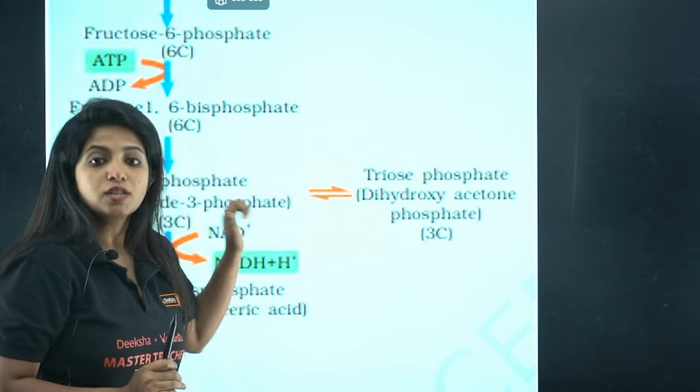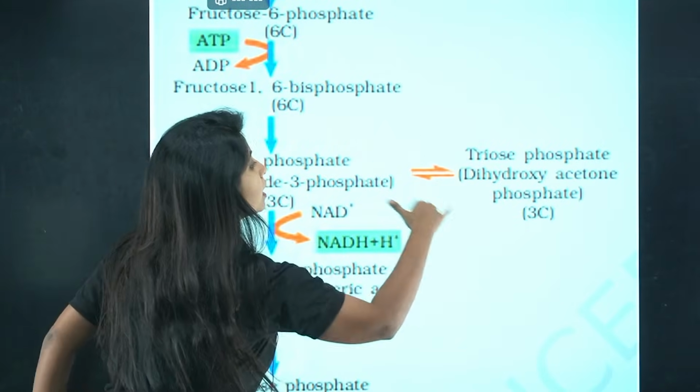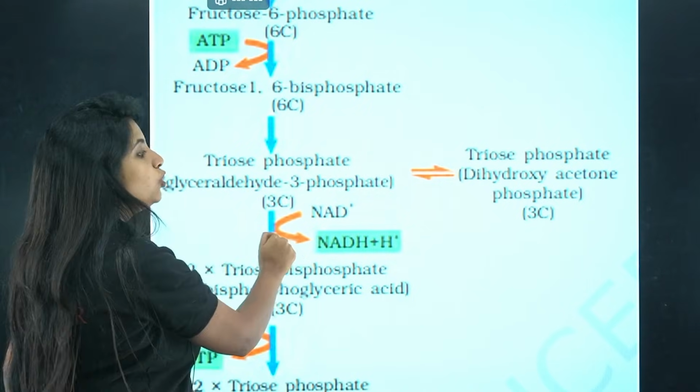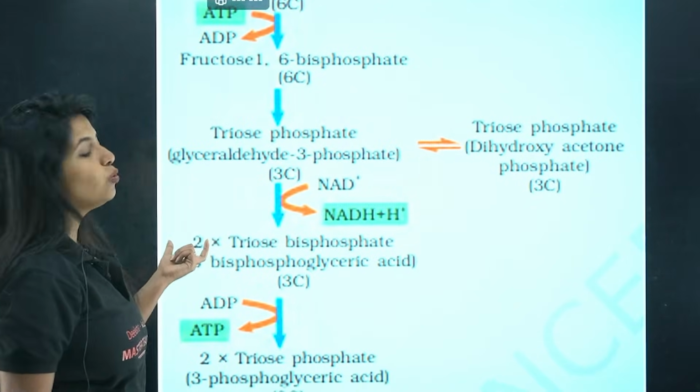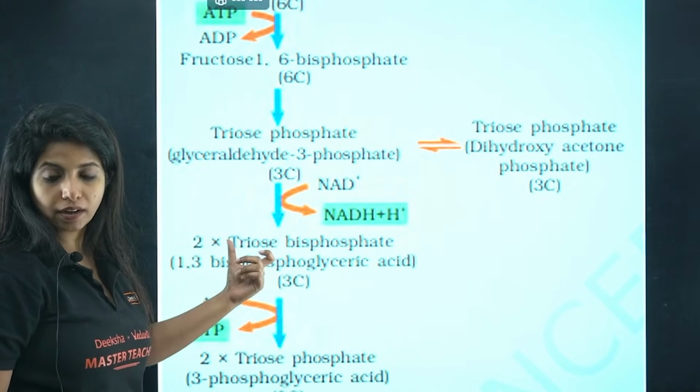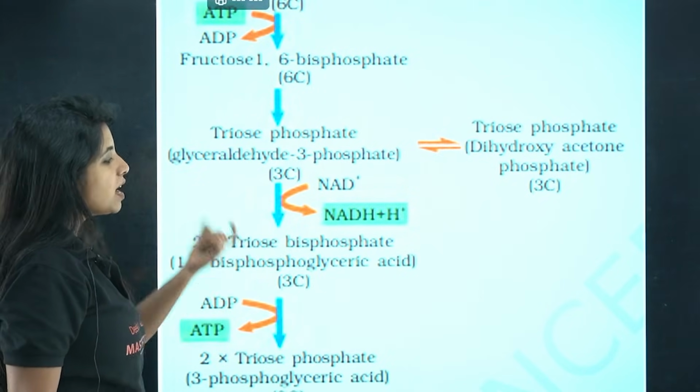We need just this. So basically what are we going to do? We are going to convert it into this. So 1 was already there, 1 is also going to be formed. So in total how many will be there? 2 of them will be there. So 2 triose bisphosphate. Actually you call it bisphosphate, not biphosphate, bisphosphate.